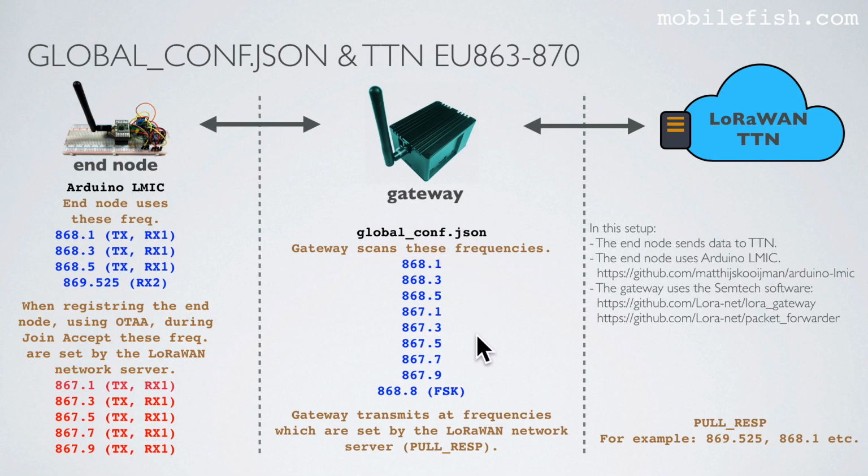The gateway scans these frequencies, but the gateway can also transmit at frequencies which are set by the LoRaWAN network server through the pull response message. For example, if the LoRaWAN network server sends a pull response message specifying to transmit at 868.1 MHz, then the gateway will receive this pull response message and transmits at 868.1 MHz.